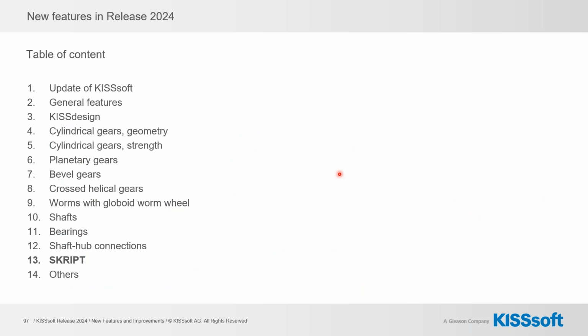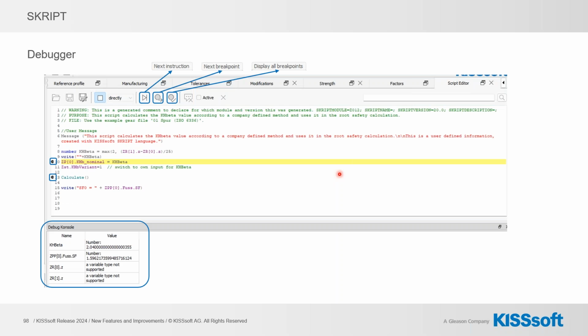As the next topic, I would like to mention some improvements in the script programming language. As you may know, the script programming language is also the successor of the KISSsys class card programming language, and furthermore, it is implemented now in all the KISSsoft modules and not only KISSsys. So let's see what is new, and therefore I would like to show you the debugger functionality.